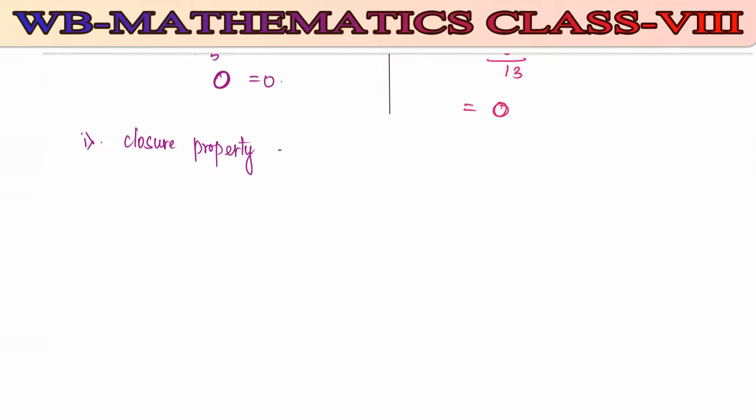Closure property is nothing but this: when you have two rational numbers, a by b and c by d, that belong to the rational numbers, the sum of these two numbers, a by b plus c by d, should also belong to the same rational number set. If it satisfies this condition, then the closure property is satisfied.